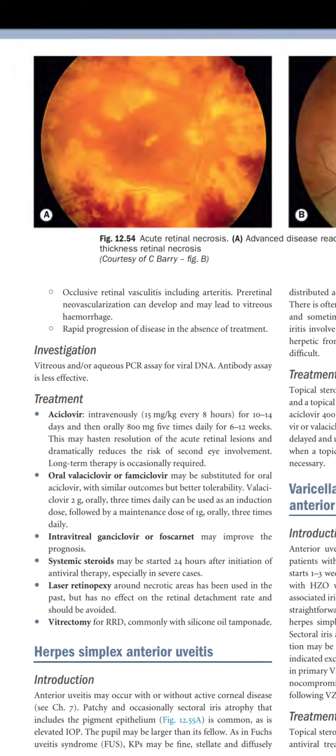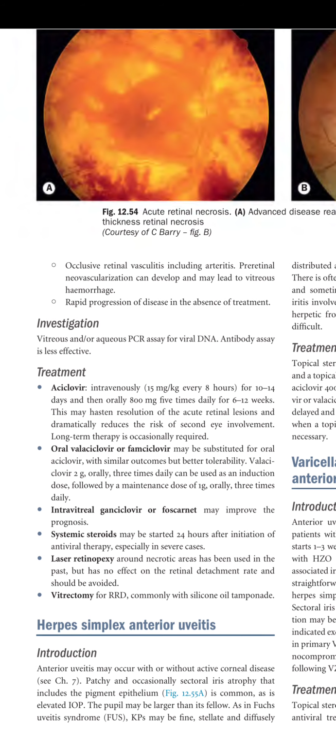Intravitreal ganciclovir or foscarnet may improve the prognosis. Systemic steroid may be started 24 hours after the initiation of the antiviral therapy, especially in severe cases. Laser retinopexy around the necrotic area has been used in the past but has no effect on the retinal detachment rate and should be avoided. Vitrectomy for RRD, commonly with silicone oil tamponade.